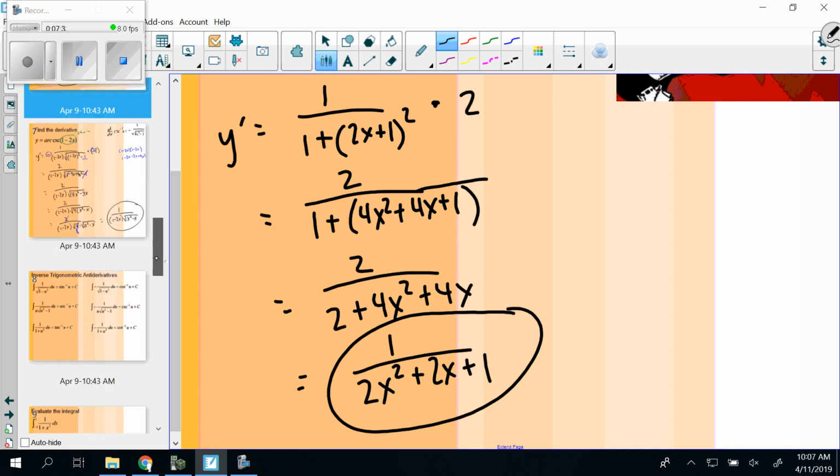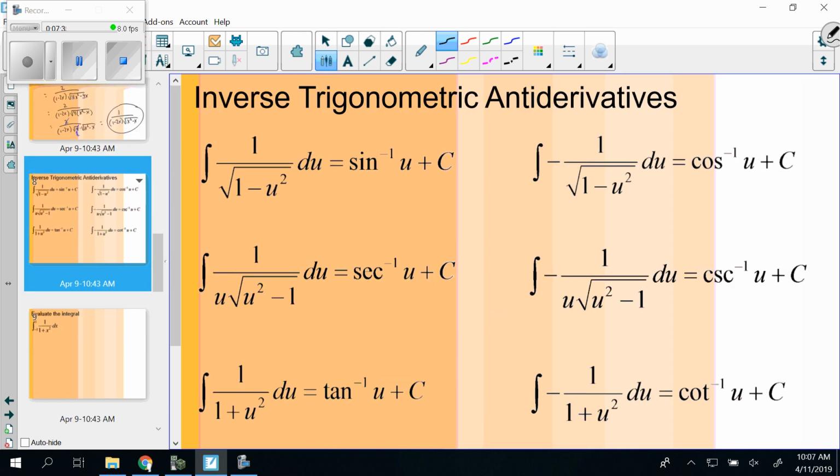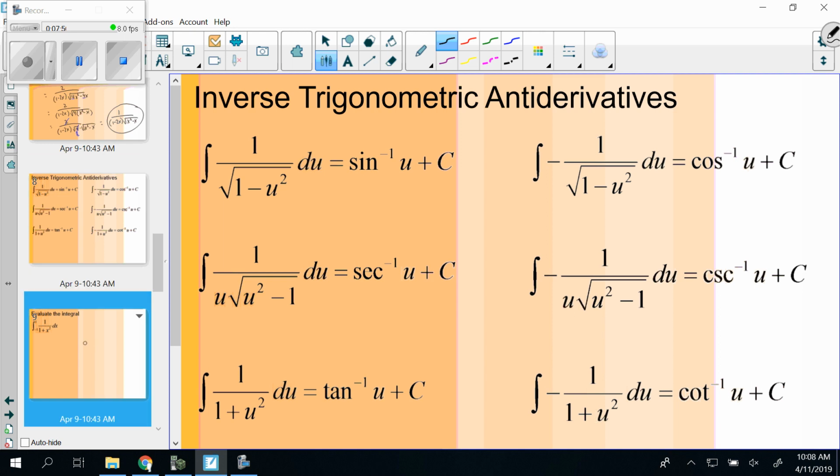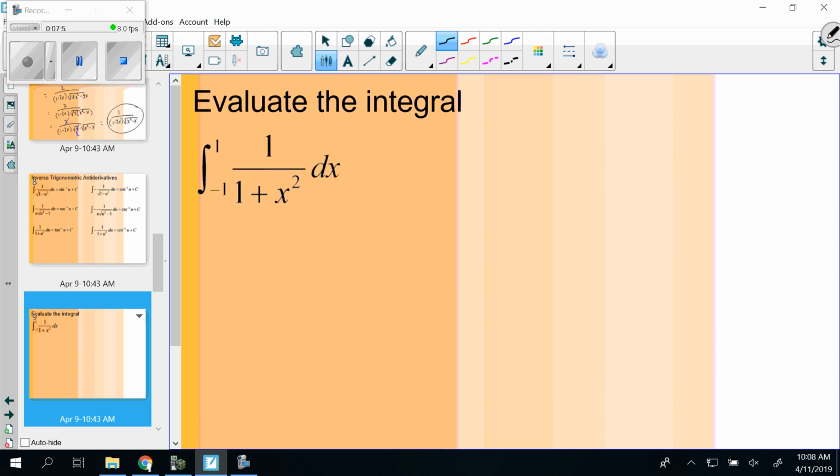All right, so we've done some derivatives. Now let's look at antiderivatives. So if we're doing antiderivatives, all those derivatives we just looked at, if you were taking the integral of one of those forms, the antiderivative would be one of these inverse trig functions. So let's try one of these out here. We want to evaluate this integral.